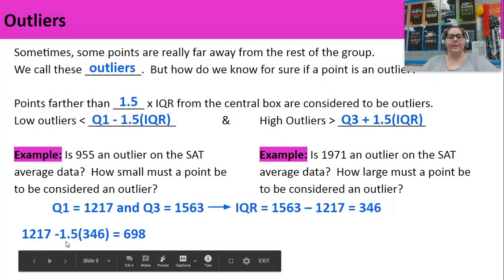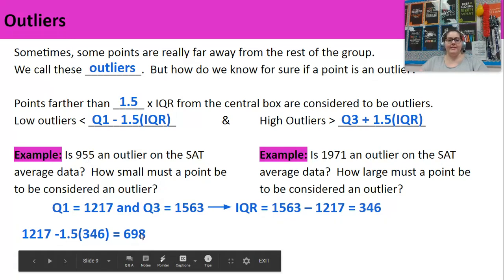So 1217 is Q1. 1217 minus 1.5 times the IQR, which is 346, that's what we get when we subtract Q3 minus Q1, is 698, which tells us that any values lower than 698 would be considered outliers. Well, 955, which is our lowest number, is not below 698.